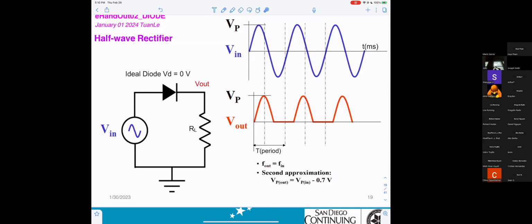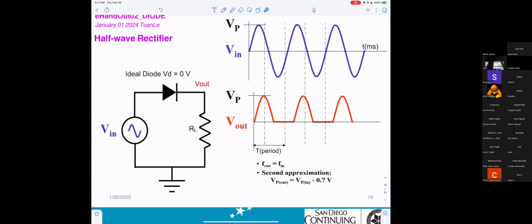You understand the positive part here, okay? It turns on the diode. So that's why you see the signal coming out. However, for the negative part here, the diode will be off. So that's why you don't see any signal. Okay?